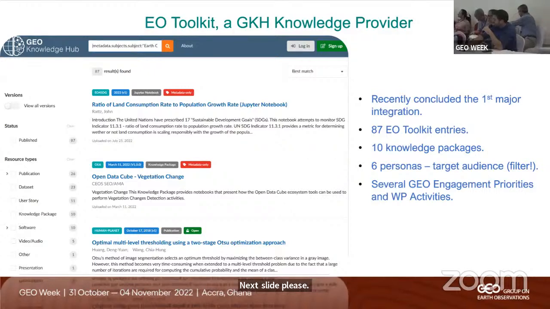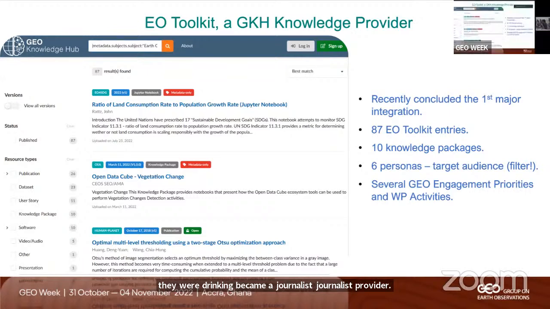Thus, the EO Toolkit became a GeoKnowledge Hub knowledge provider. This exercise was recently concluded, the first major integration. Right now we have 87 EO Toolkit entries, 10 of which are full knowledge packages. And on the left-hand side, Felipe showed this search capacity, but it's important for an unsuspecting user that may not be fully sure what he or she is looking for to filter things through his or her persona. So we have six major types of personas. And lastly, the tagging of GEO engagement priorities and work package activities is also very important for GEO, I think.